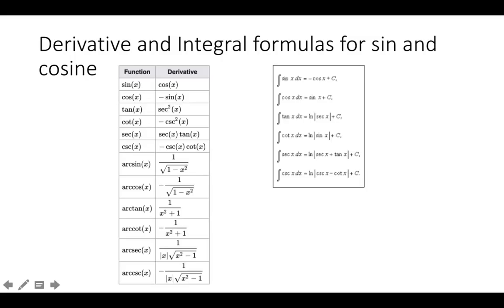So these are some enhanced derivative and integral formulas for sine and cosine. Once again, these are optional. As far as memorization goes, this is just here to help you in your future classes, as well as if you need a quick and handy reference.